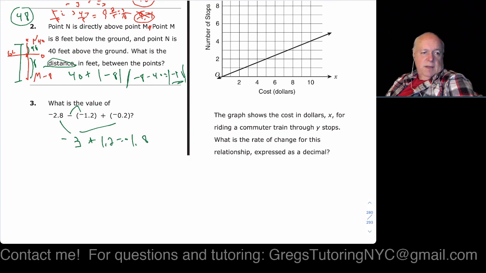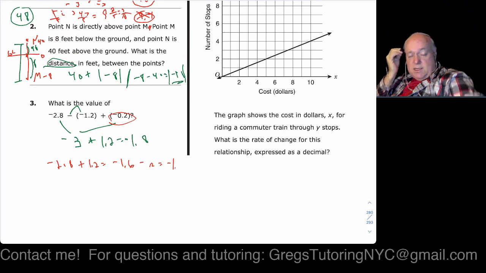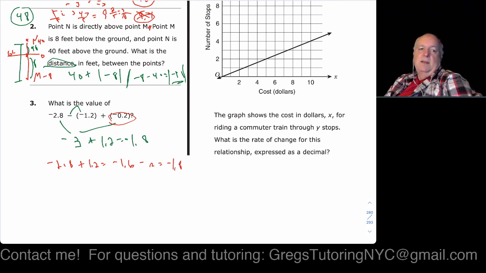We could have done the minus 2.8 and the minus 1.2 is plus 1.2, and that's going to be equal to minus 1.6. And then we have to add this back into there. So that's minus 0.2. And we also get minus 1.8 the same way. So we're trying to use alternate techniques on as many questions as we can, just to verify and double check.